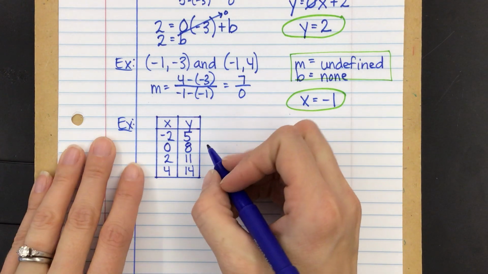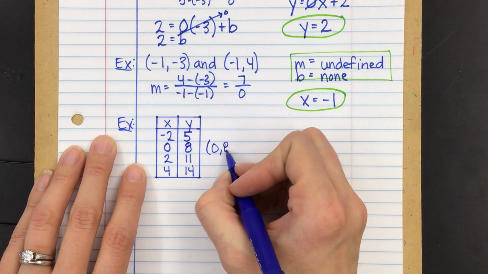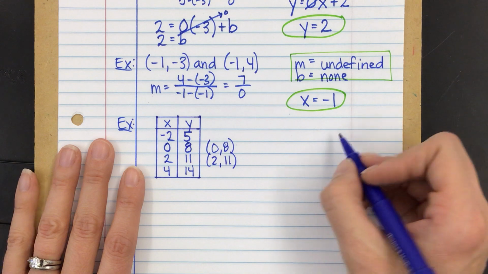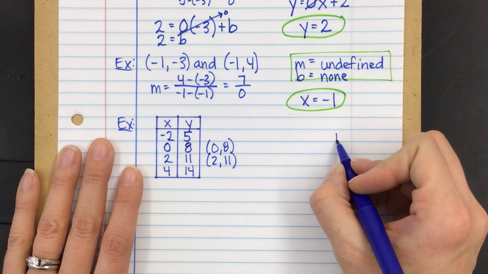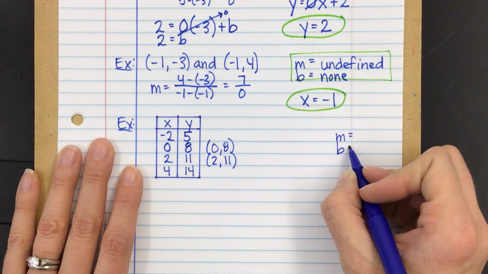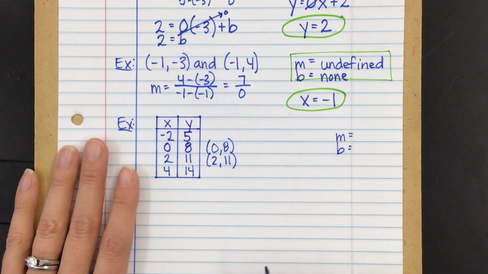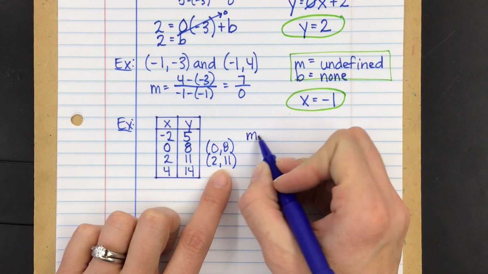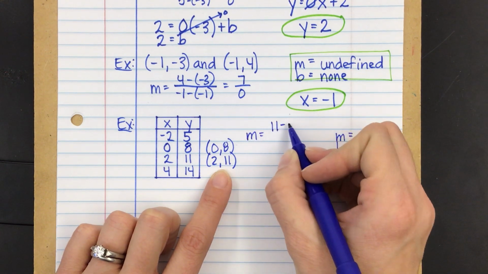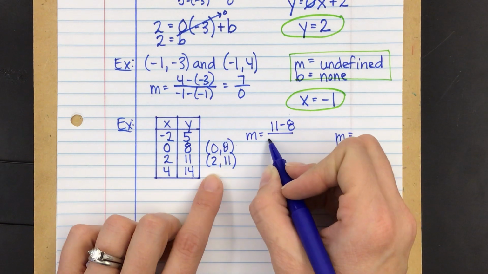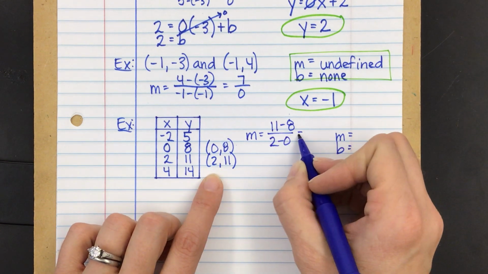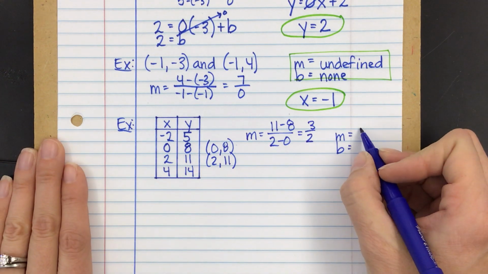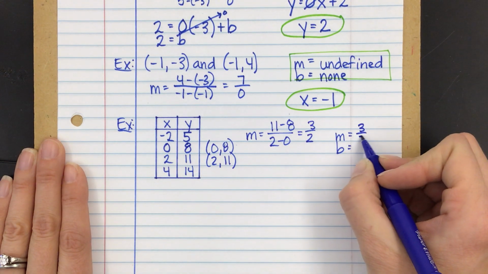I'm just going to pick the middle 2 right here. So 0, 8, and 2, 11. I'm going to find the slope and the y-intercept. The first thing I'm going to do is I'm going to find the slope using these 2 points. So 11 minus 8 over 2 minus 0 is 3 halves. So my slope is 3 halves.